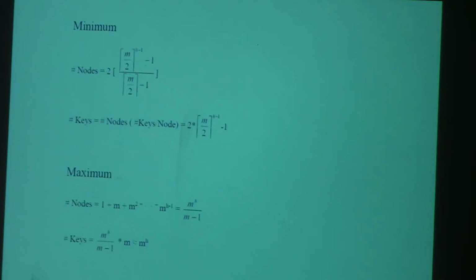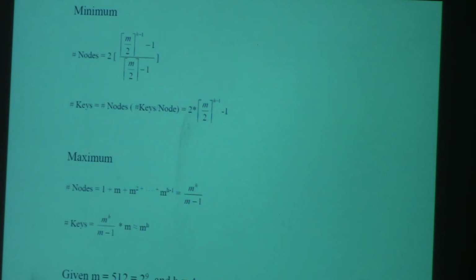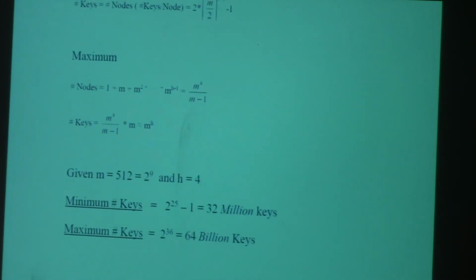And so now, if we look at it, the minimum number of keys, this is a reprise from before, and this is the maximum number of keys. So this is minimum, this is maximum. So let's go back to calculate. Basically, if the height is equal to 4, the minimum tree has 32 million keys. The minimum tree. And the maximum tree has 64 billion keys.